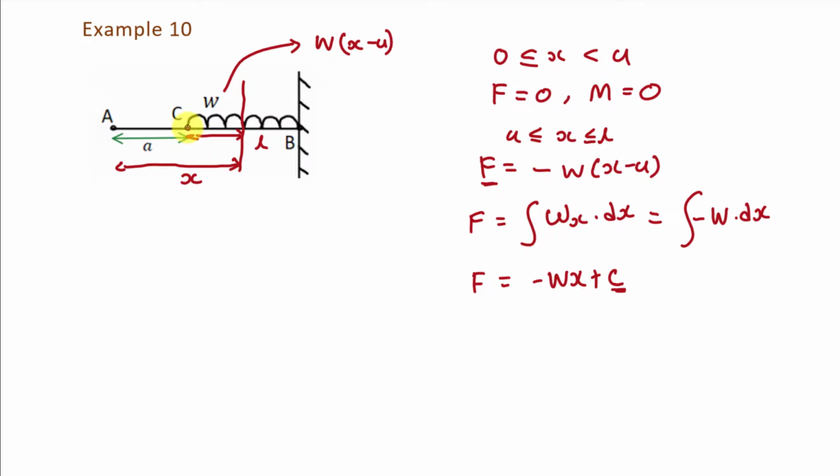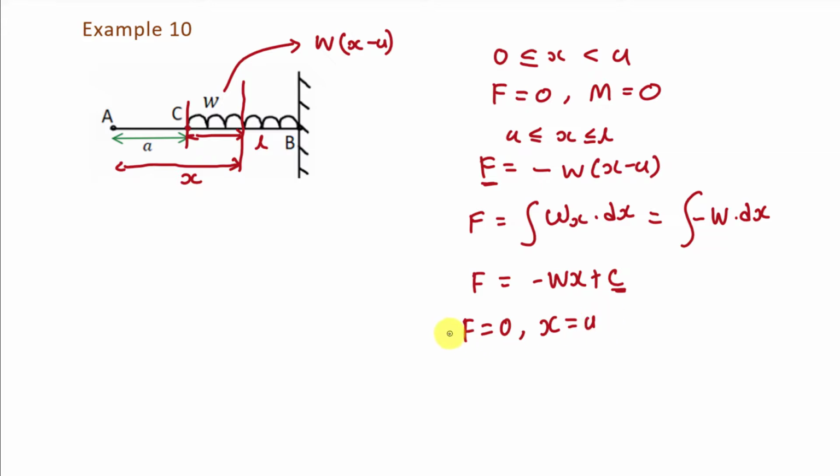To find the value of shear force, we will take a section here and look at the forces acting on the left side of the beam. Here you can see there is no force acting on the left side of the point C. So at the point C, the value of shear force will be 0, and at the point C, the value of x is A. So x is A.